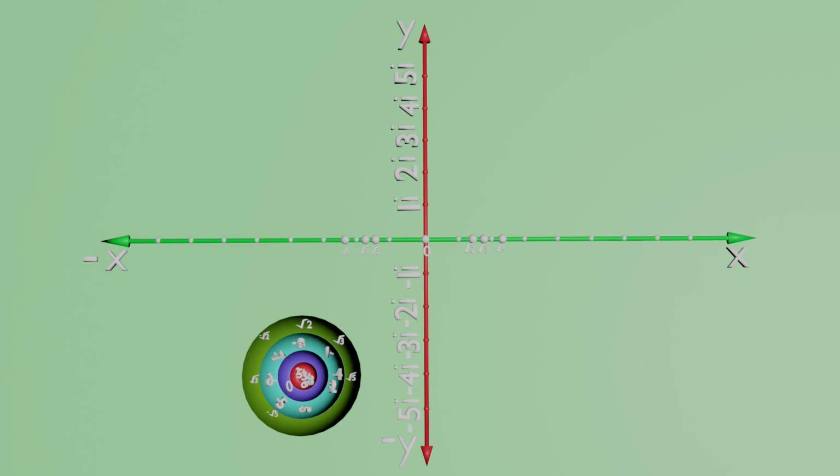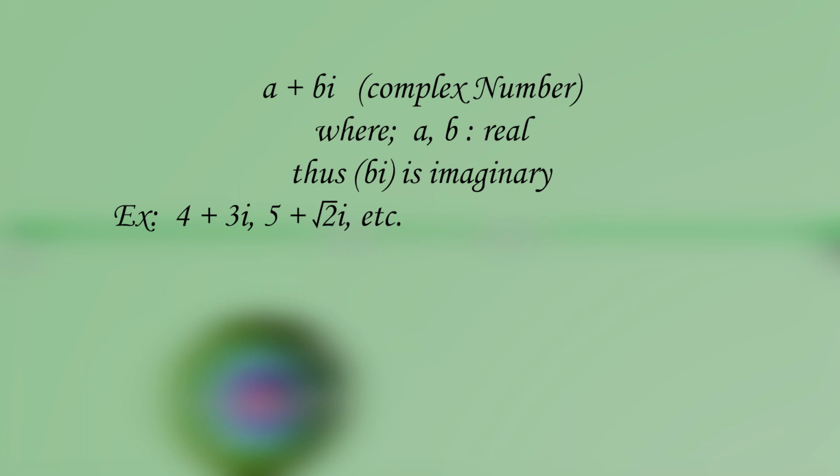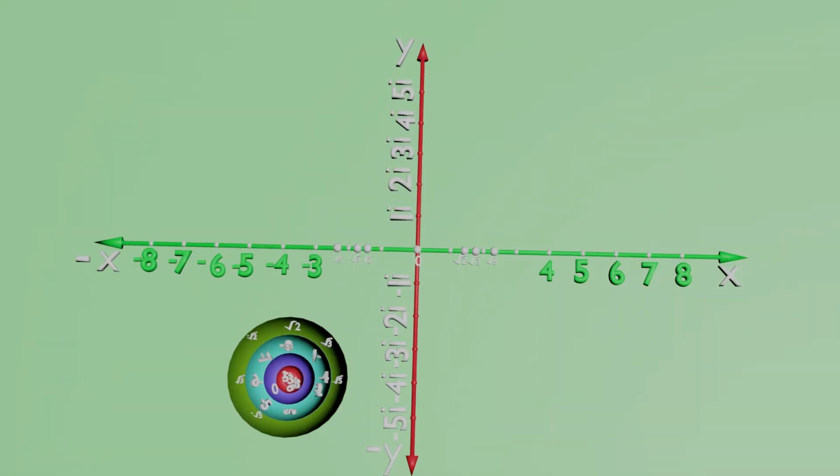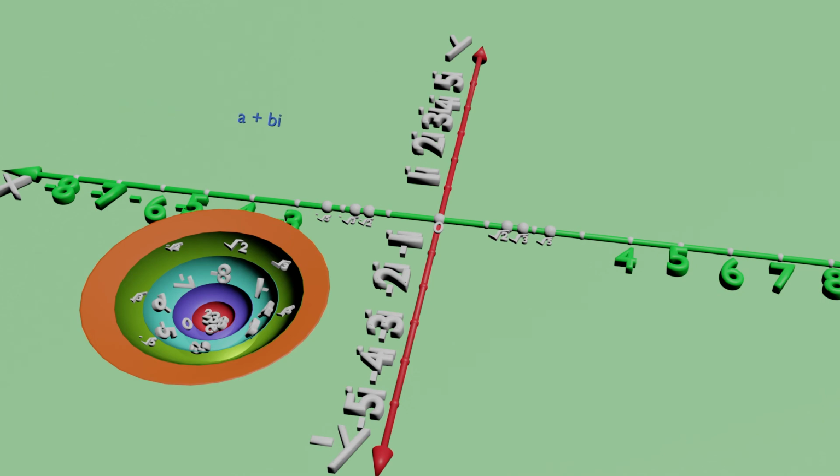Now, the real and imaginary numbers put together in the form of a plus bi are called complex numbers, where a and b are real. Example: 4 plus 3i, 5 plus root 2 i, etc. Now I am going to put these numbers in a new basket. Thus, the orange basket along with other small baskets represents complex numbers.